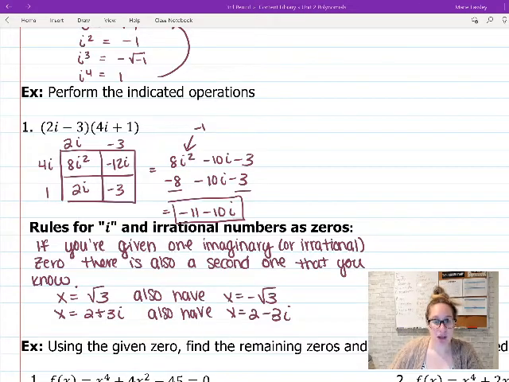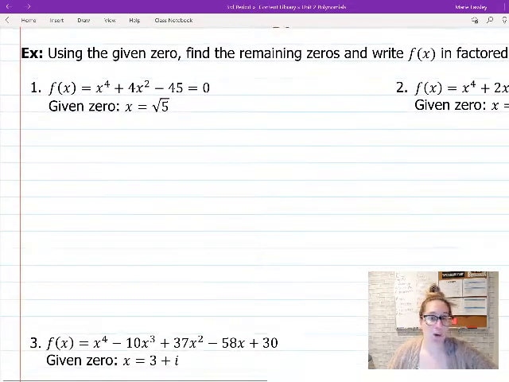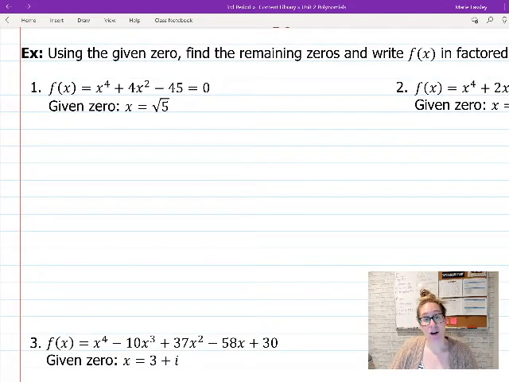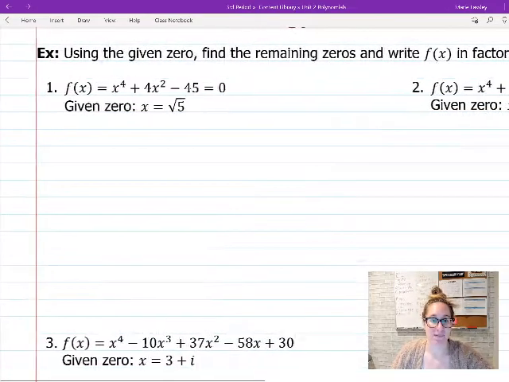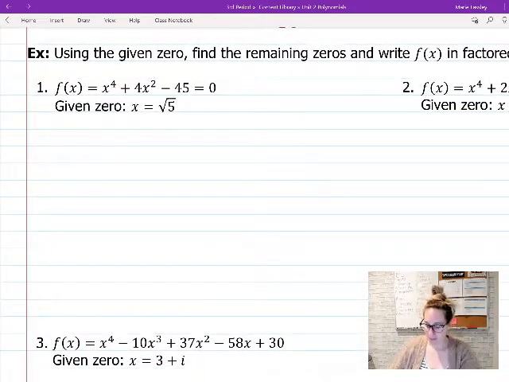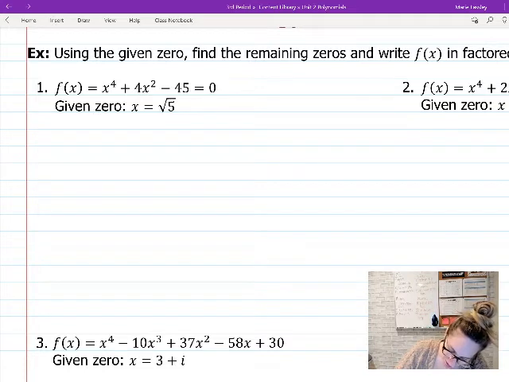So now we're going to do some problems dealing with dividing. That rule isn't really the hard part. What's hard is that now we're going to do synthetic division with these kind of strange, gross numbers in our corner box. All right. So the instructions say, using the given zero, find the remaining zeros and write f of x in factored form. Of course, all about factored form. All right, so we're going to start with an irrational number, the square root of 5. So we make our corner box.